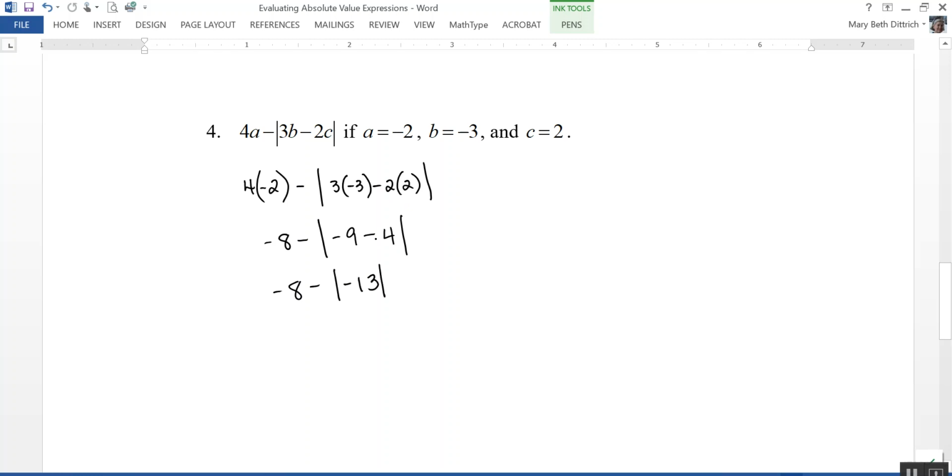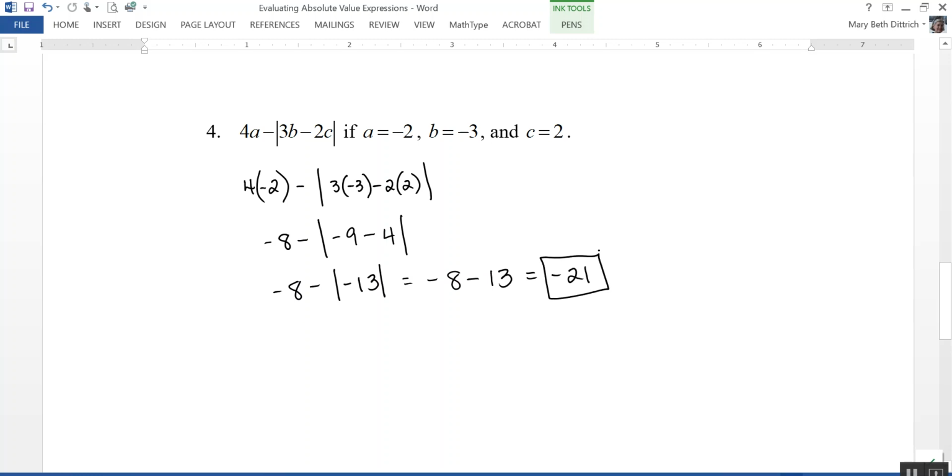Don't turn these positive. Wait until you have one number in between the bars and then you can make it positive. So that's going to give me -8 minus the absolute value of -13, which is a positive 13, and -8 minus 13 is -21.